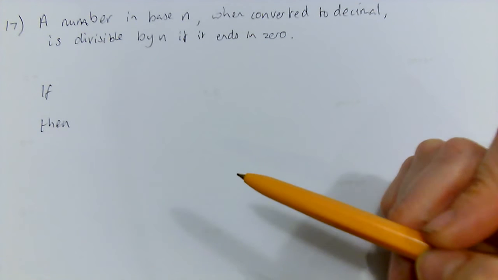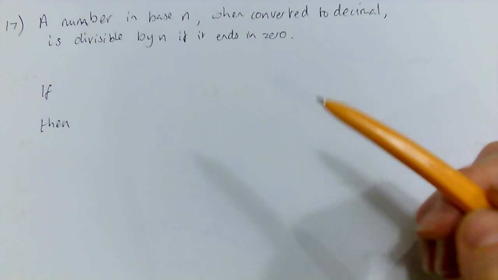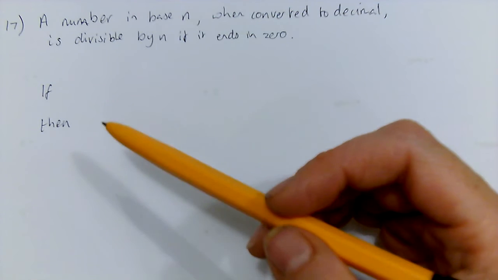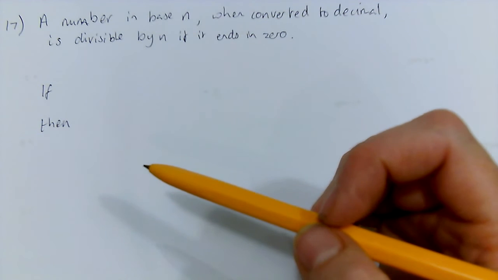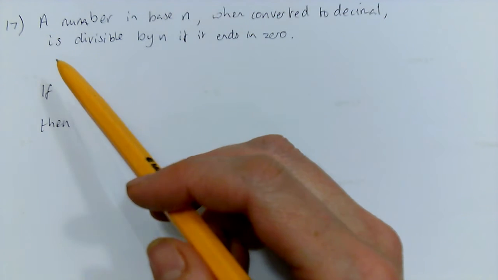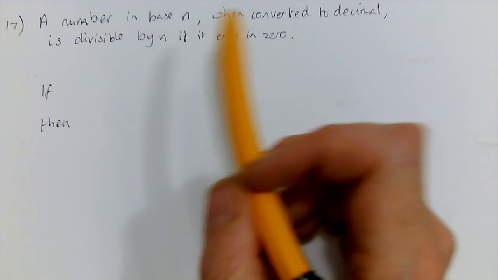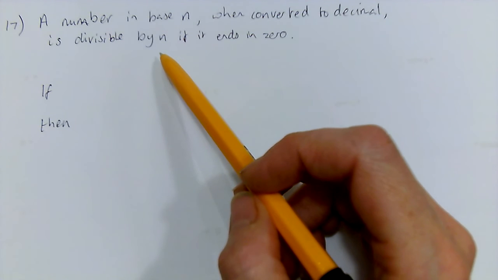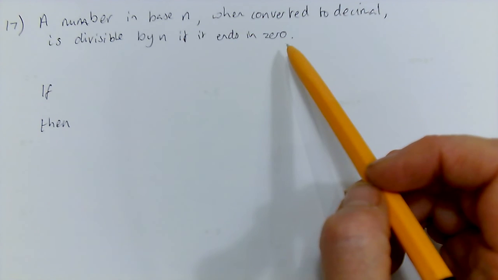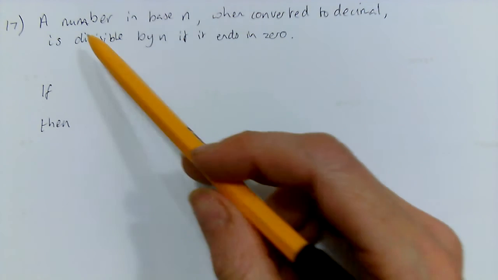This is from exercise 2A and question 17. It's just to try and assist with what it's talking about. So the question says, in base n, a number, when converted to decimal, is divisible by n if it ends in 0. So I don't think this is a helpful phrasing.